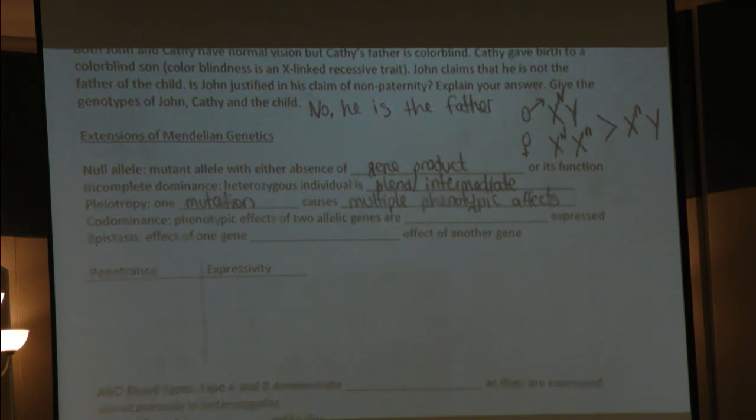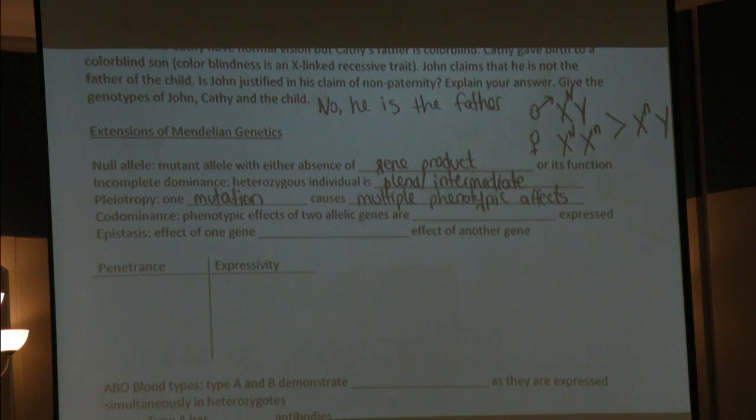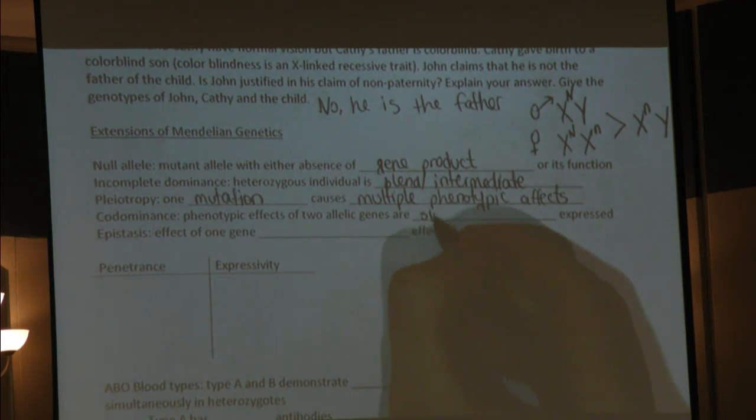Okay, so the other part of incomplete dominance is codominance. So I like to think of this as the two genes are working together, so they're functioning, they're like co-managing kind of. So the phenotypic effects of two allelic genes are what? How are they expressed in codominance? Good, at the same time or simultaneously?